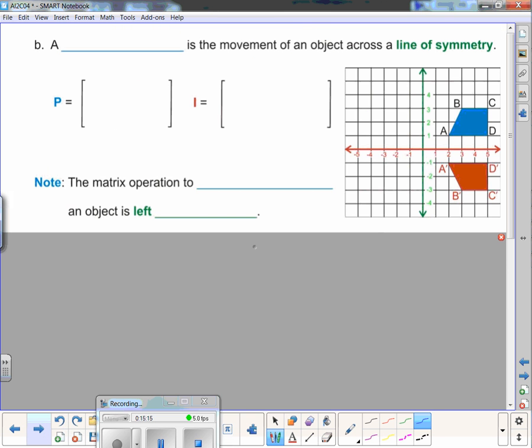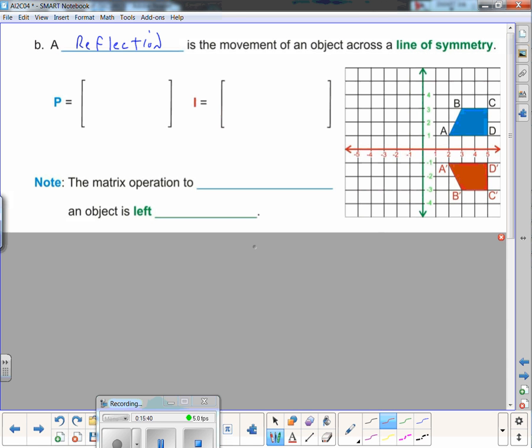Let's go to our next one. All right, so that was translation. Next, let's do reflection. Movement of an object across a line of symmetry.